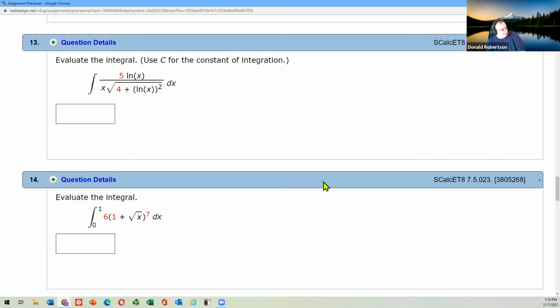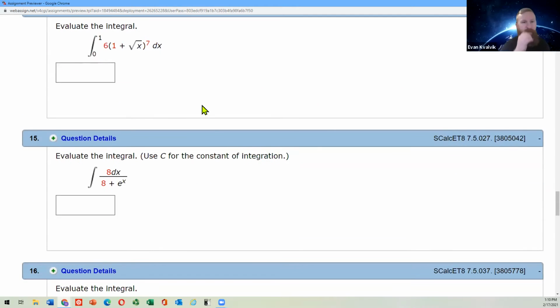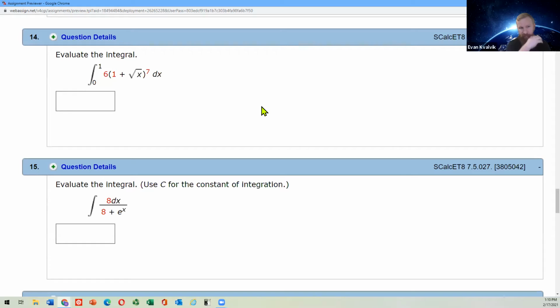Okay, if you were doing question 13, I'm telling you it's a u sub. Who do you think the u sub's going to be? It would just be ln x, right? You nailed it. It actually comes out quite nice. 14 looks ugly, which it is. What would the u sub be in 14?